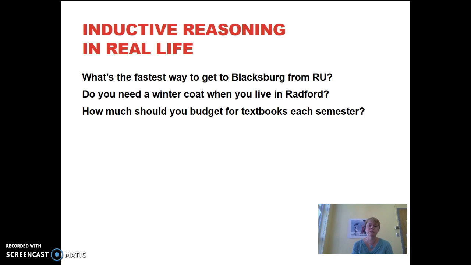How much should you budget for textbooks each semester? As a high school senior, you probably didn't yet know how much you should budget. But as you go through your career here at Radford University, and each time you buy books, you'll get a much better sense of how much you should budget.